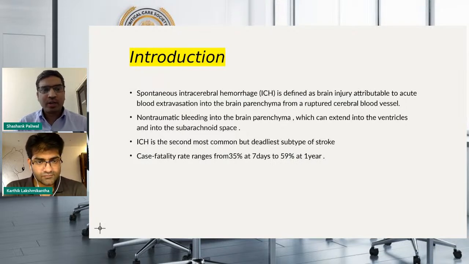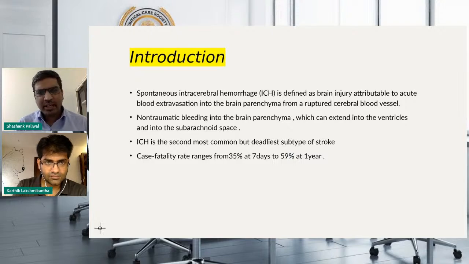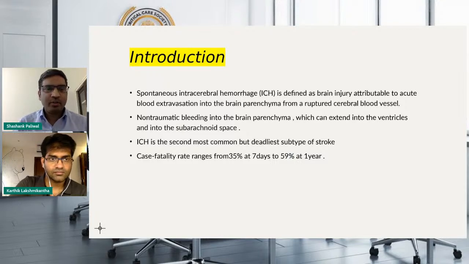As we all know, strokes are of two types: ischemic and hemorrhagic. Ischemic is the most common type, and then hemorrhagic. It can be ICH or it can be due to SAH also, which is subarachnoid hemorrhage, which can be because of delayed cerebral ischemia. And the most devastating thing about ICH is that the mortality and the morbidity of this disease is huge, and it is disproportionate. Just to state a fact, case fatality rate ranges from 35% at 7 days, and 60% of the people die in 1 year.